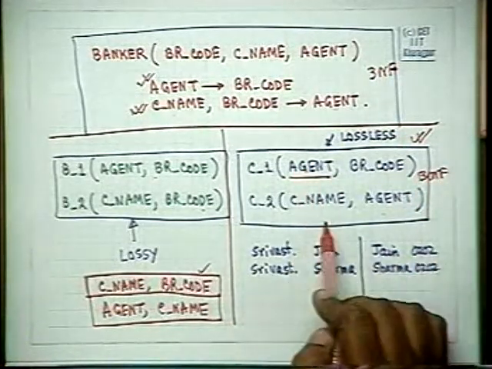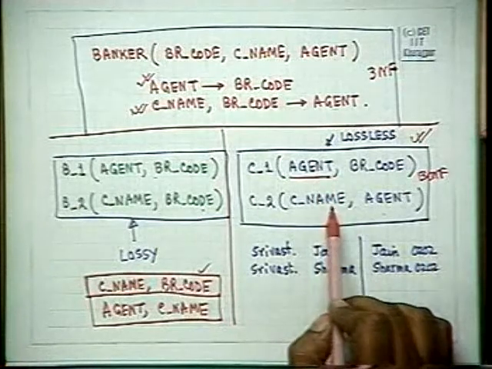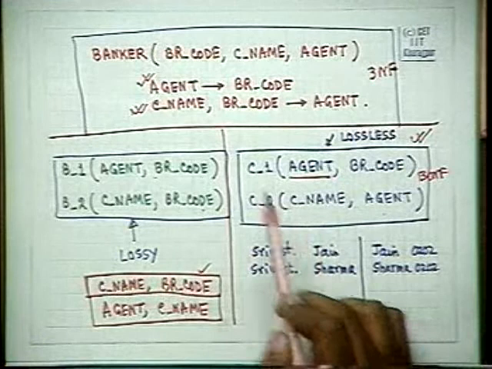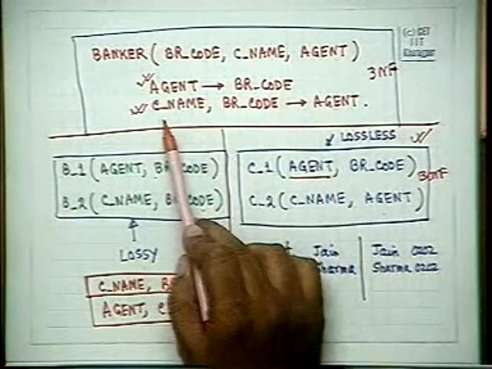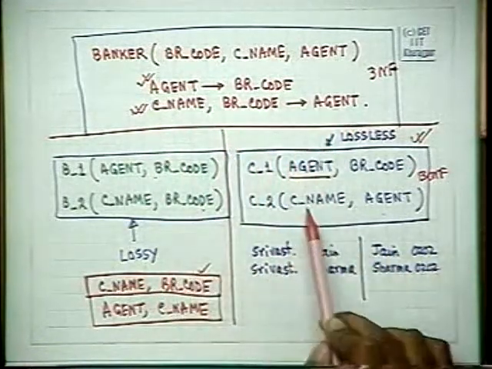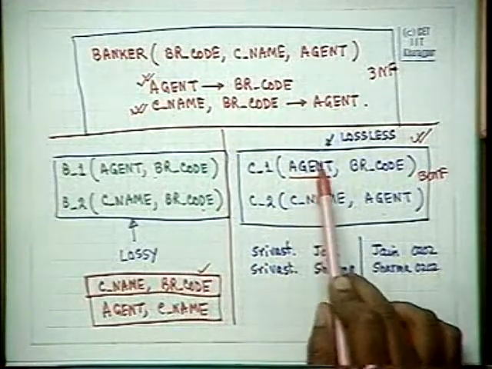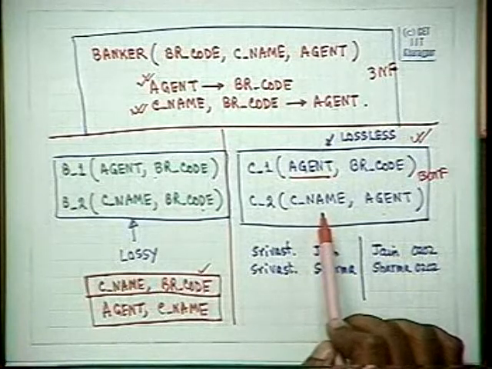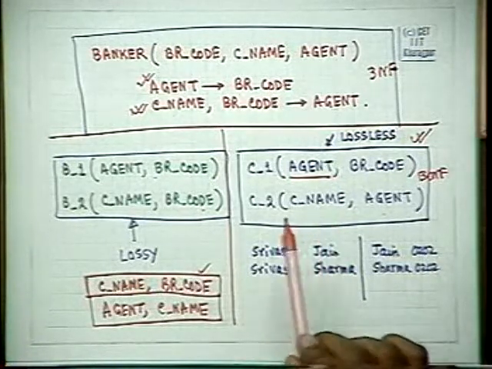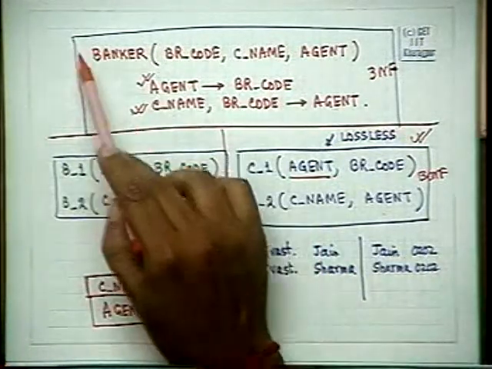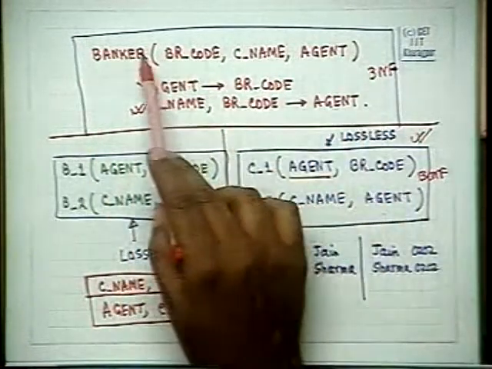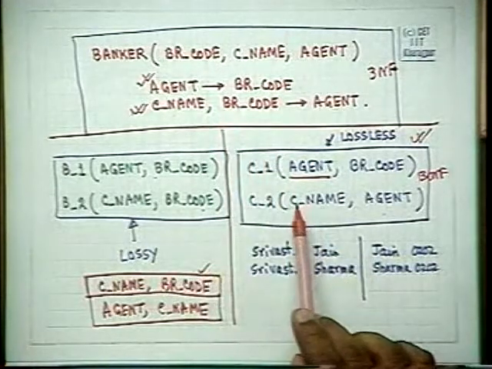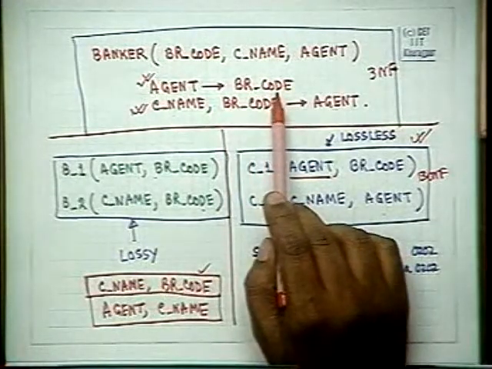However, this one is not in 3NF. This is in 3NF, but it does not preserve all the functional dependencies. For example, the second functional dependency, customer name branch code to agent, is not satisfied in any individual relation scheme, and in order to satisfy it, we have to perform a natural join. Therefore, we have come to an example where the relation is in 3NF and it preserves all the functional dependencies, but it is not in BCNF.